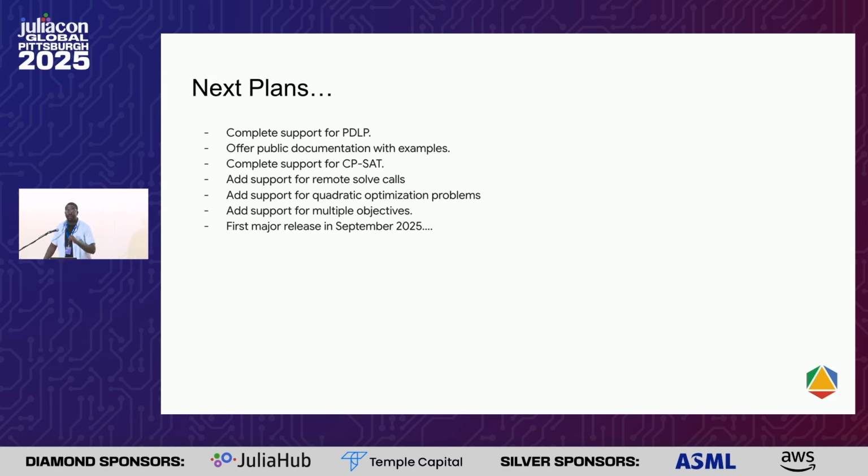Yeah, so we'd want you to be able to have Google servers do the solving for you. If your model is quite huge and will consume a lot of machine resources, you can just post your model to Google servers online, and they'll do the solving for you. Currently, we don't have support for quadratic optimization problems. We'd want to add support for multiple objectives. And our goal is to have the first major release in September 2025.